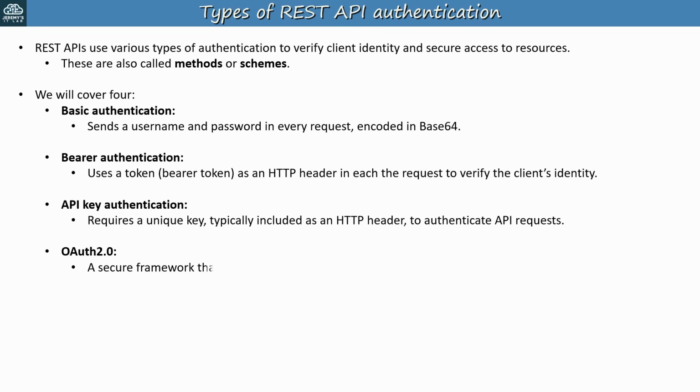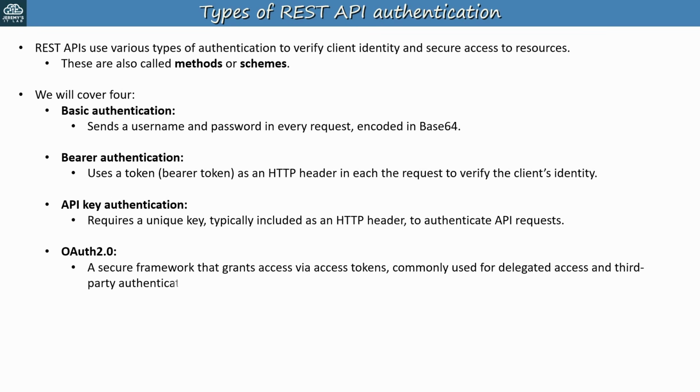Finally, we have OAuth 2.0. This is a more advanced and secure authentication framework that grants access using access tokens. OAuth 2.0 is widely used for delegated access and third-party authentication. I'll break down what those terms mean when we cover OAuth 2.0 in detail. But if you've ever seen the Login with Google option on a website, that's OAuth 2.0. Each of these methods has its own advantages and use cases. Now let's look at them one by one.